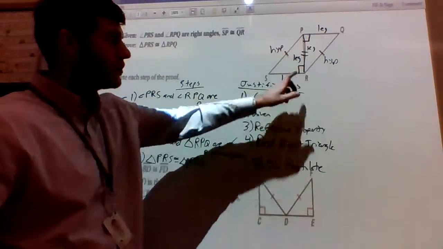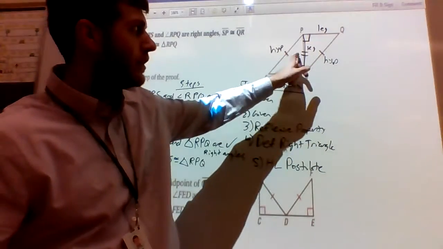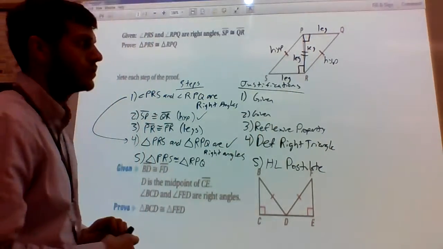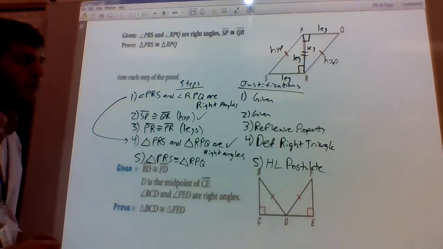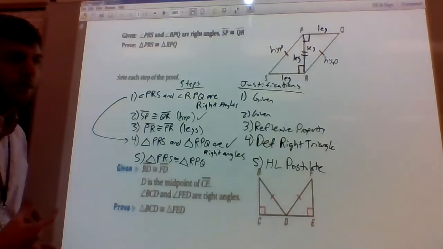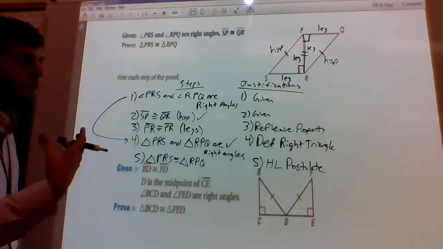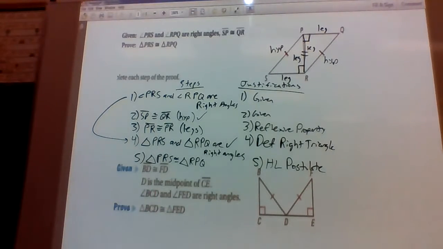Because if you have right angles and hypotenuses that are congruent and a pair of legs that's congruent, there is no other possible way to make a triangle out of that information than for those triangles to be congruent. There's no second possible size or shape you can make a triangle.